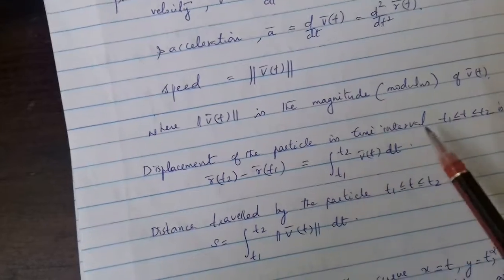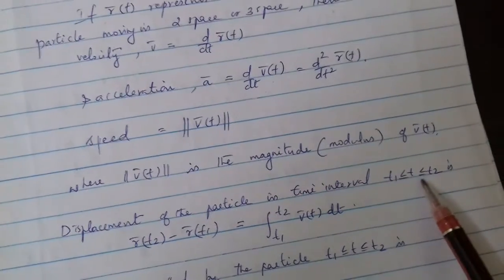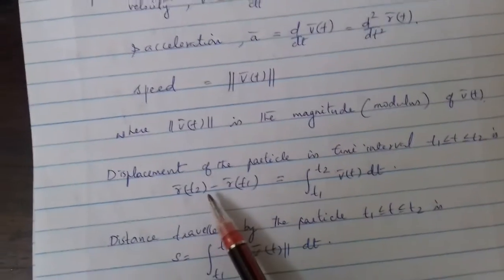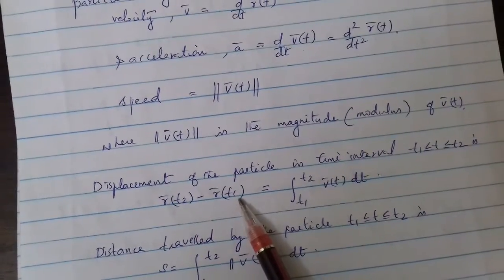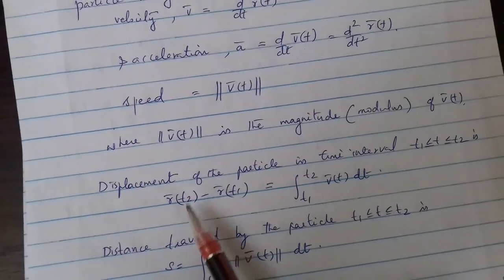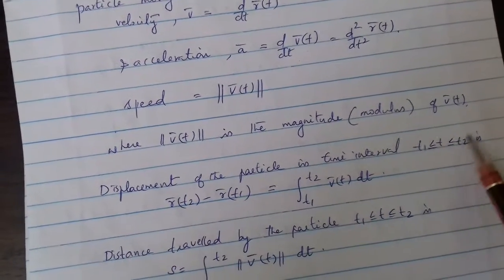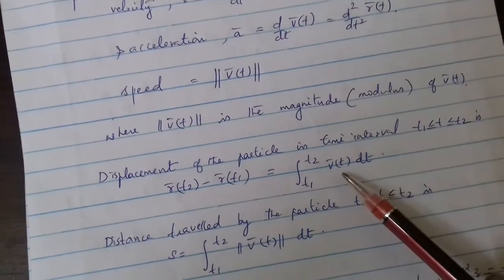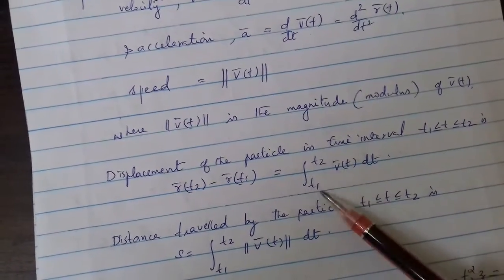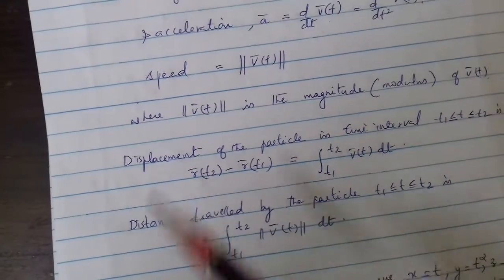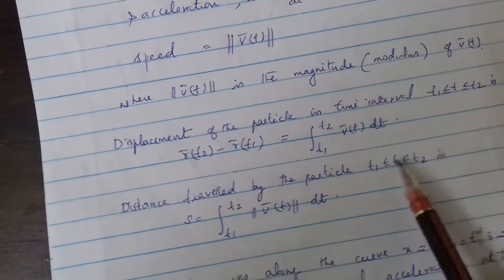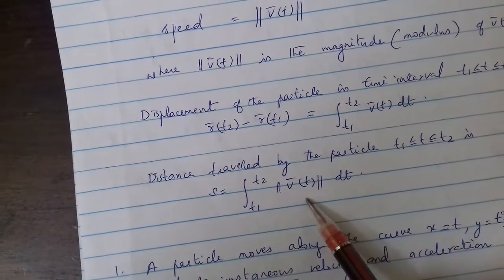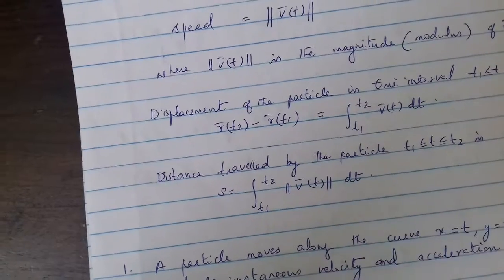The displacement of the particle in the time interval t1 less than or equal to t less than or equal to t2, that is t between t1 and t2, is r of t2 minus r of t1. That is, if the position vector r of t is given, we can directly do r of t2 minus r of t1. If velocity is given, integrate velocity from t1 to t2, so you get the displacement. And distance traveled in the time interval t1 to t2 is the integral from t1 to t2 of norm of v of t. We have to integrate the norm of v of t.